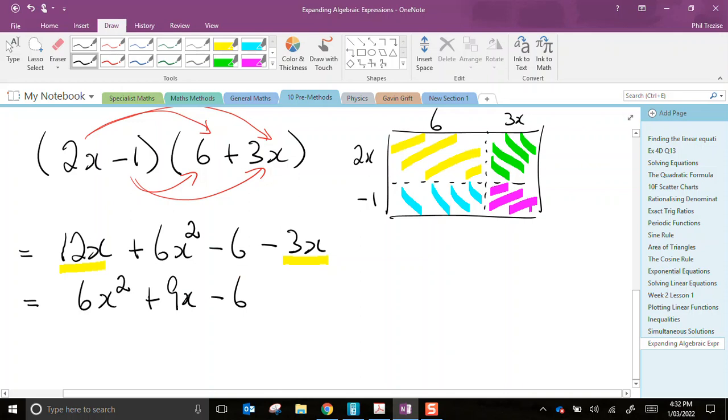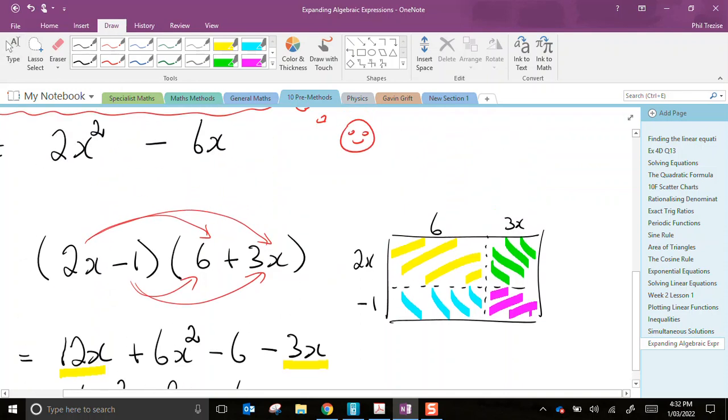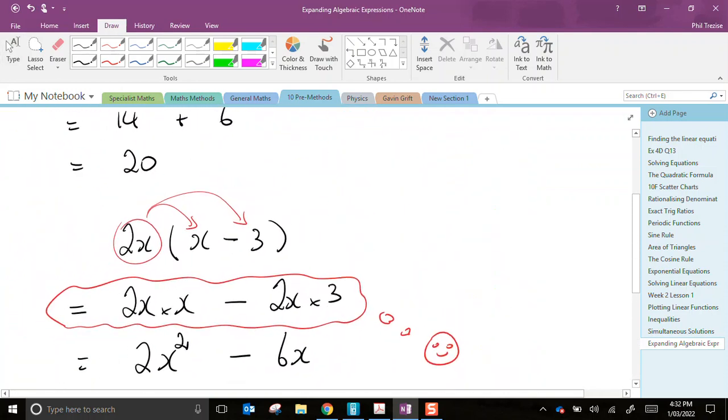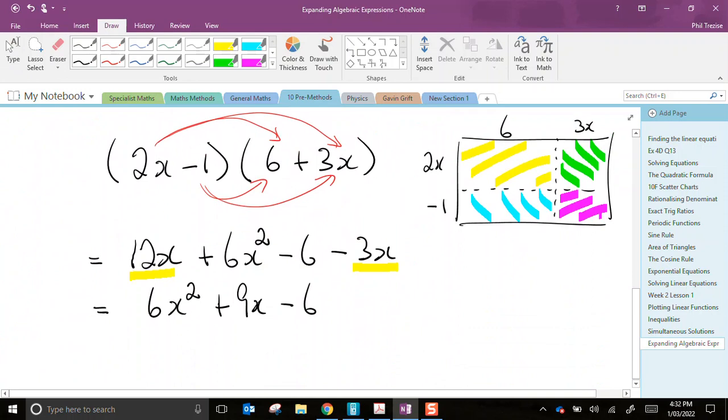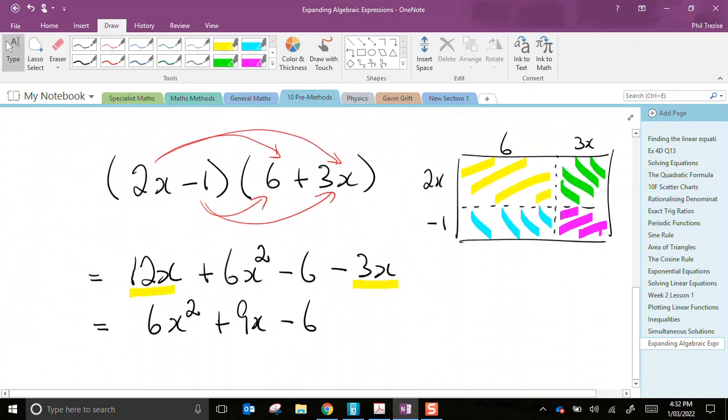So it turns out that a binomial times a binomial ends up giving me a quadratic. That quadratic is the one where there's a squared term, there's a linear term, or an x to the first power, and a constant at the end. So that's the distributive law in a nutshell. Distributive law is a very important thing in mathematics, and it's very important that you are proficient at this. Okay, thanks for watching.